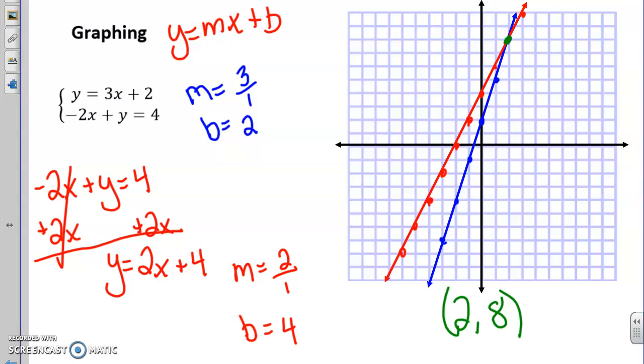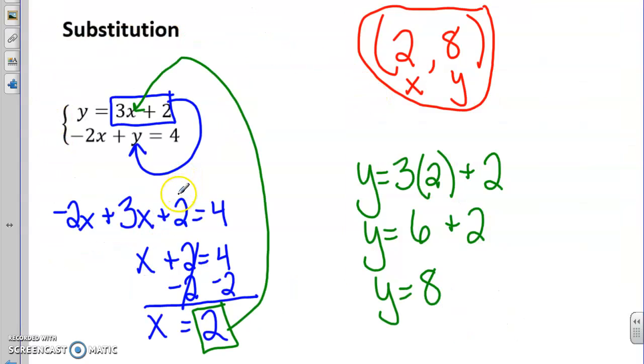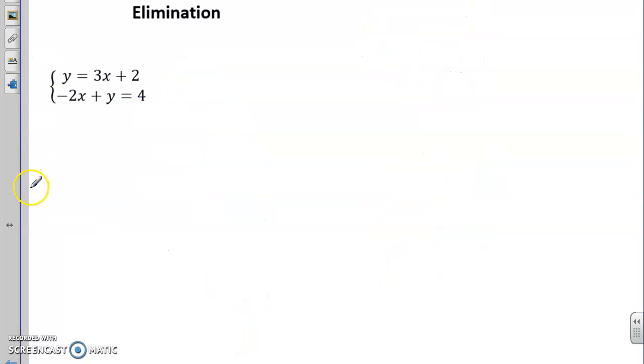Again, I'm showing you how to get to the answer 3 different ways. So graphing gave me (2, 8). Substitution gave me (2, 8). So now what we learned yesterday, which is elimination. Okay, so obviously the answer has to be (2, 8). So if we don't get (2, 8), that means we did something wrong.